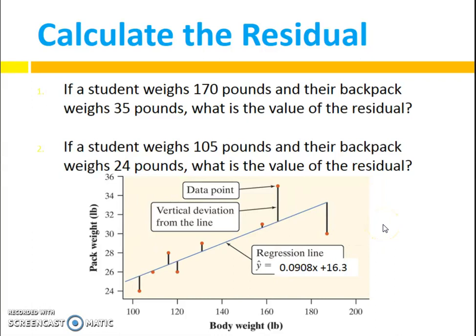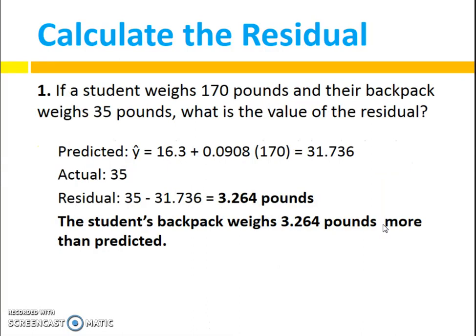So if a student weighs 170 pounds and their backpack weighs 35 pounds, what's the value of the residual? Well, plug 170, because that's my x value, into my equation. The predicted backpack weight would be 31.736. The actual weight they told us was 35, so subtract actual minus predicted. And we can then interpret our residual. The student's backpack weighed more, 3.264 pounds more, to be precise, than was predicted.